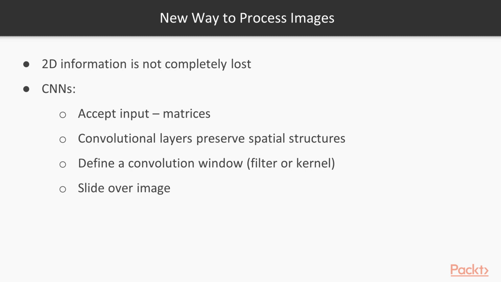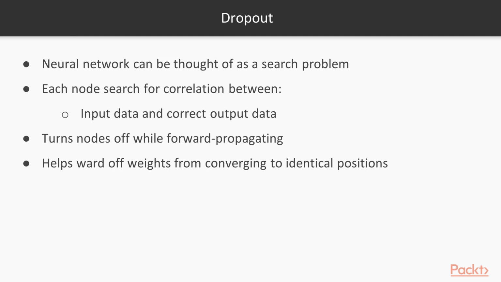First, we define a convolution window, also called a filter or kernel. Then slide this over the image. Next is dropout. A neural network can be thought of as a search problem. Each node in the neural network is searching for correlation between the input data and the correct output data. Dropout randomly turns nodes off while forward propagating, and thus helps ward off weights from converging to identical positions.